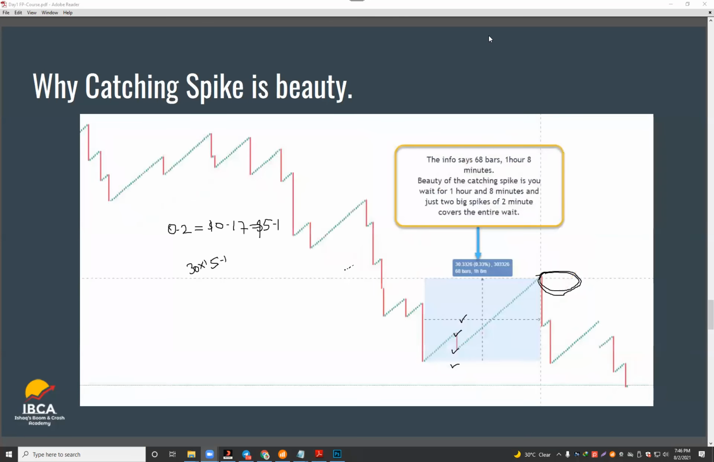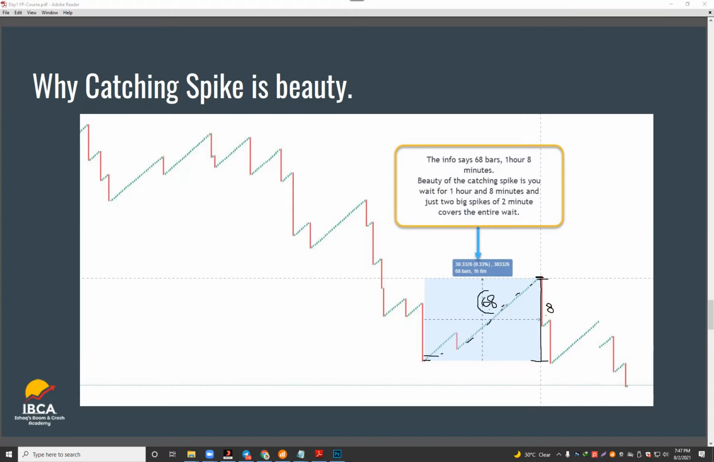Come here now on this slide. From here to here, how many candles are there? 68. The 68 minutes going against you, right? And when the spikes start, in 8 minutes, how much distance does it cover? 68 bars, it covers how much in 8 minutes, right? And if you purchased here, right?